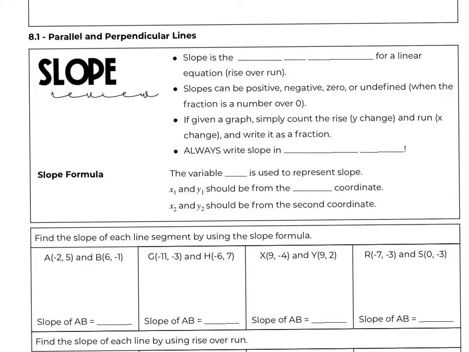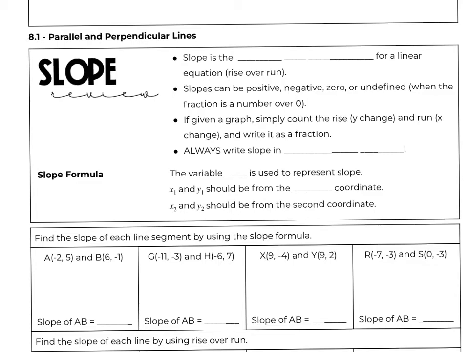Okay, so first part here, we're going to look at review slope, and then overall on this unit, or this lesson, we're going to try to compare parallel and perpendicular lines. So we're seeing, okay, are those two lines parallel, meaning run the same distance from each other? Are they perpendicular, or are they neither?